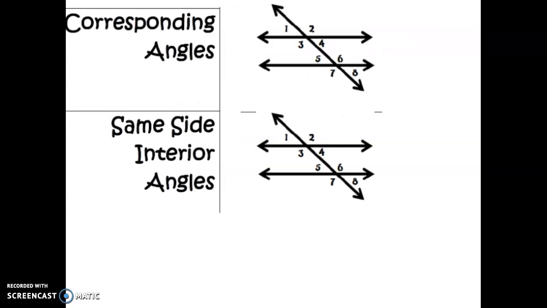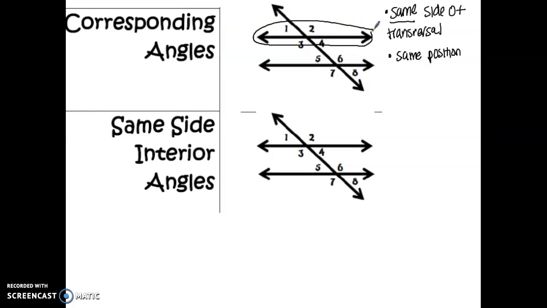Corresponding angles is one that a lot of people have trouble with. In corresponding angles, the bullet points here are actually same side of the transversal and in the same position. And so here, the way I like to see it is I imagine I pick up one of my parallel lines. So for example, I pick up this parallel line, lay it on top of this bottom parallel line. The angles that are overlapping, those are going to be the corresponding angles.